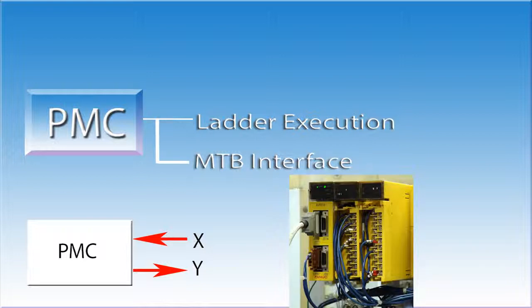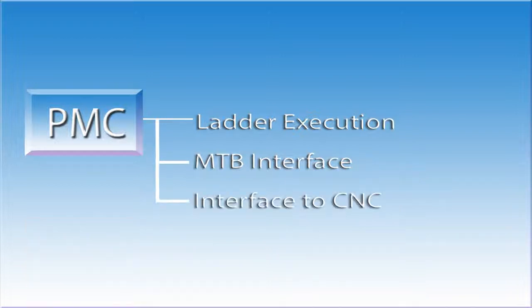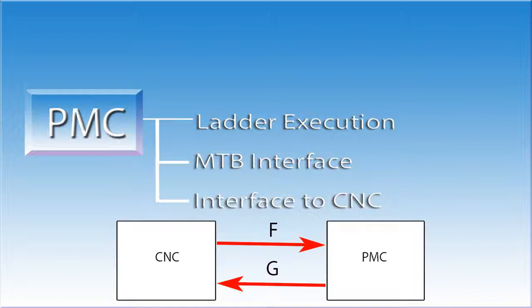The third area of responsibility for the PMC is the CNC interface. Remember, the CNC and the PMC are always talking to each other. This is how the CNC finds out what is going on in the real world, and the PMC sees what the CNC wants to see happen.